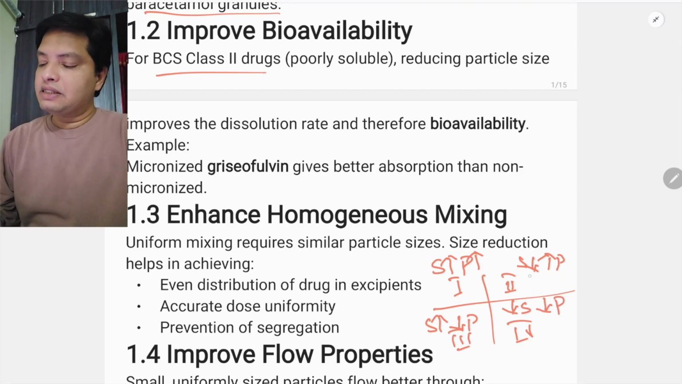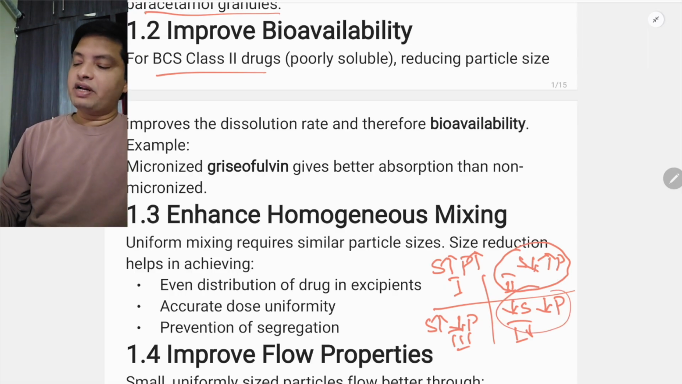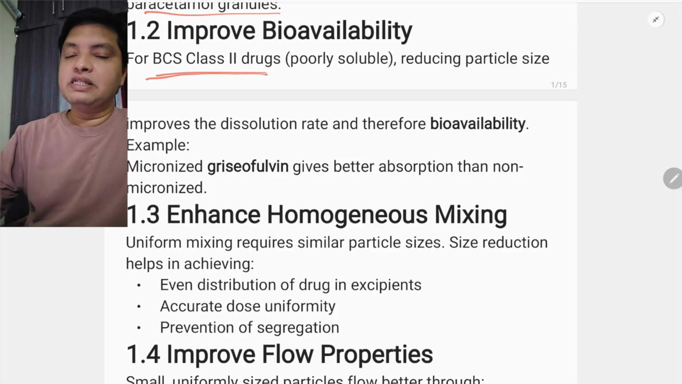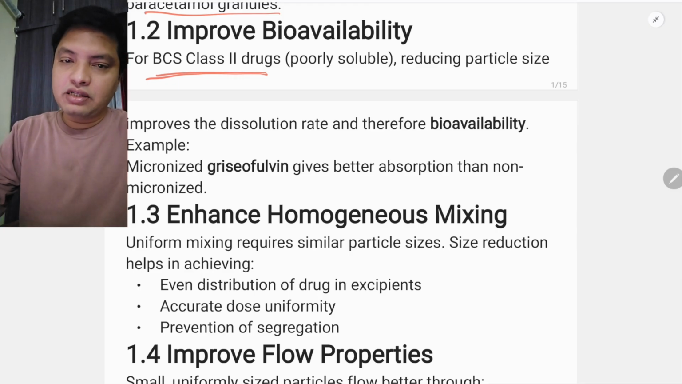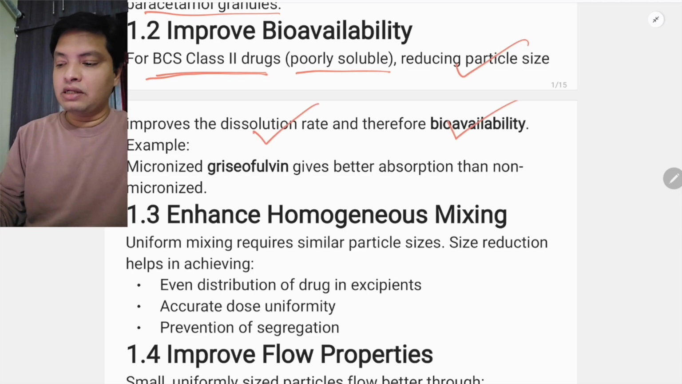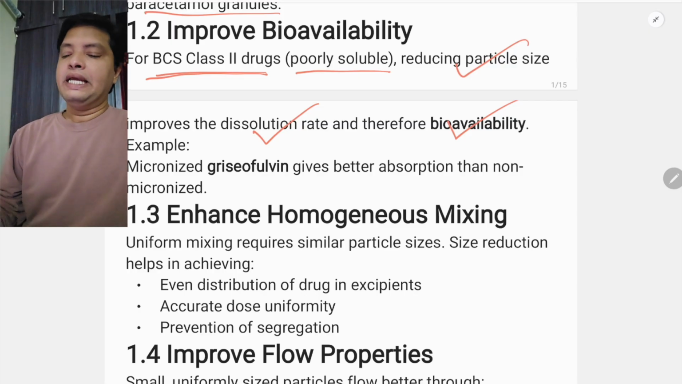In this, class 2 and class 4 have less solubility. For this type of drug, size reduction will help increase the bioavailability. BCS means Biopharmaceutical Classification System. Class 2 drugs are poorly soluble. When the particle size is reduced, their solubility will increase, dissolution will increase, and also their bioavailability, the amount or fraction of drug absorbed in the systemic circulation, will also increase.